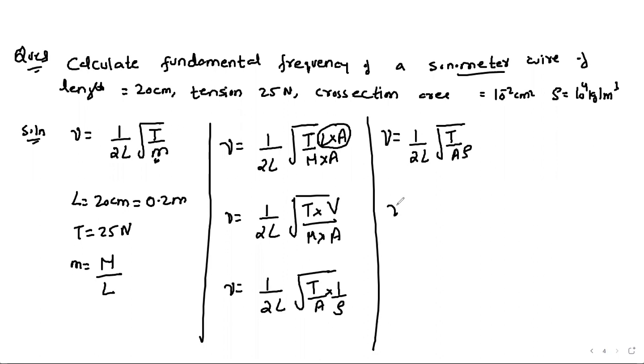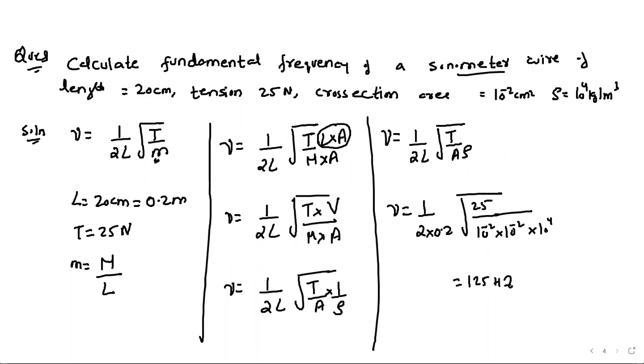Now just keep on substituting the values. How much is L? L is 20 centimeter, it's 0.2. Root over T, how much is tension? 25 Newton. Area of cross section, 10 raised to the power minus 2 centimeter square. So I just write it as minus 2 meter square now. Density is 10 raised to power 4. When you solve it, it comes out to be around 125 hertz. Yes, is it clear?